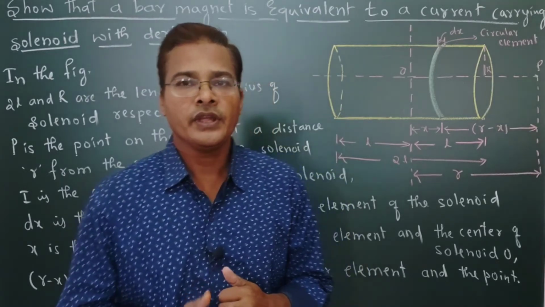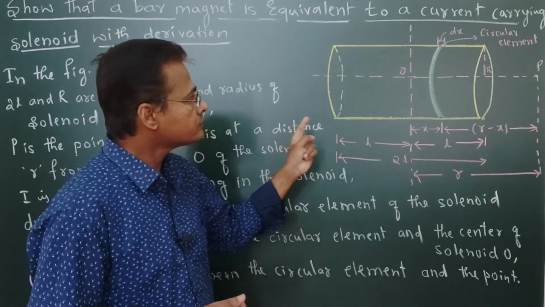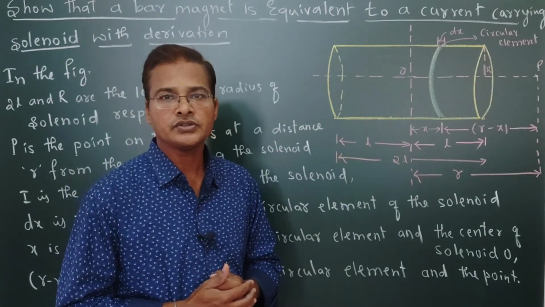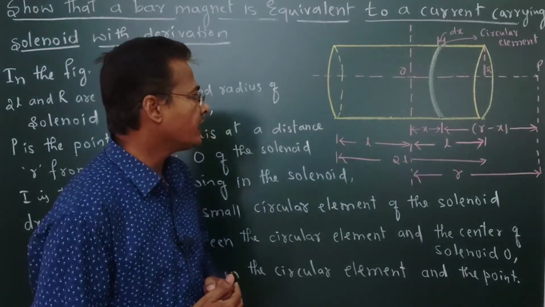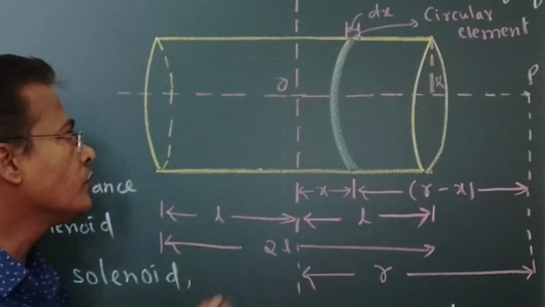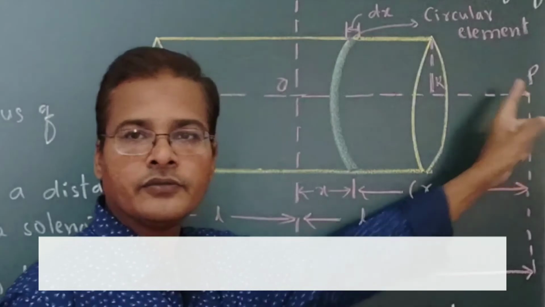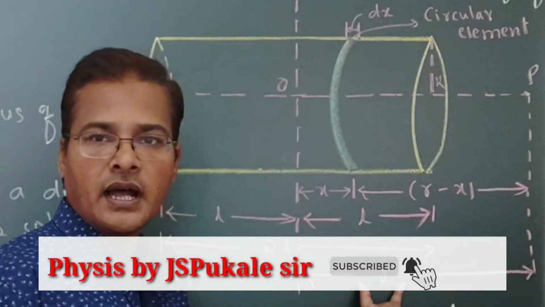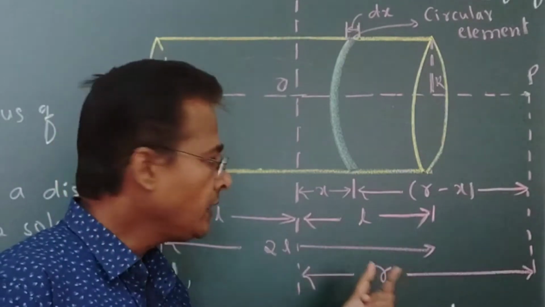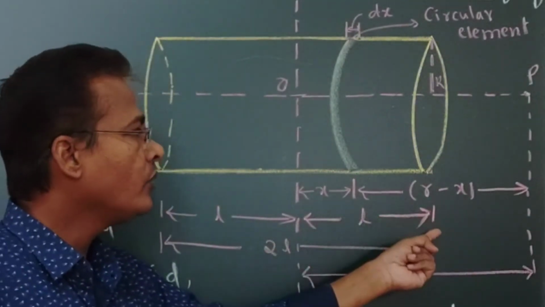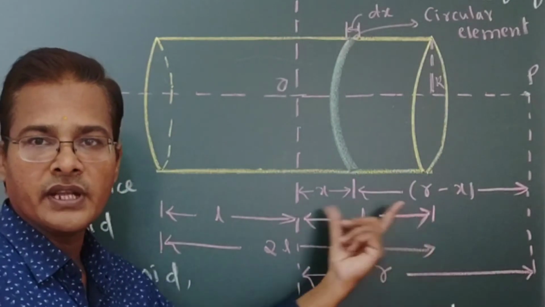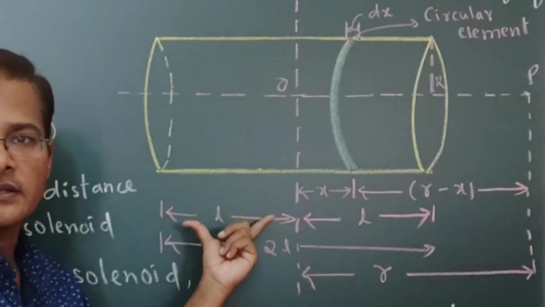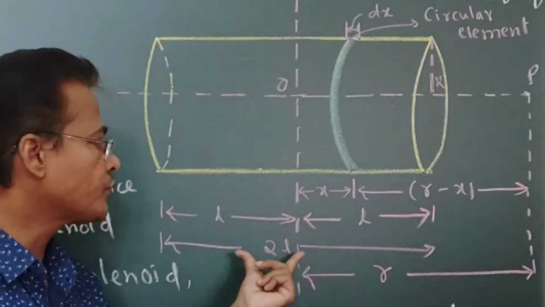Here we are considering one solenoid. One observational point P we have taken, and the distance from the center of the solenoid to P we take as R. From the center of the solenoid to one end of the solenoid, that length we consider as L. Similarly the other side is also L. The total length of the solenoid is 2L.